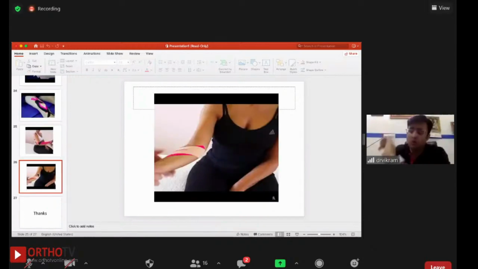This is again for your golfer's elbow. Same principle, same technique. This is the way we do it.